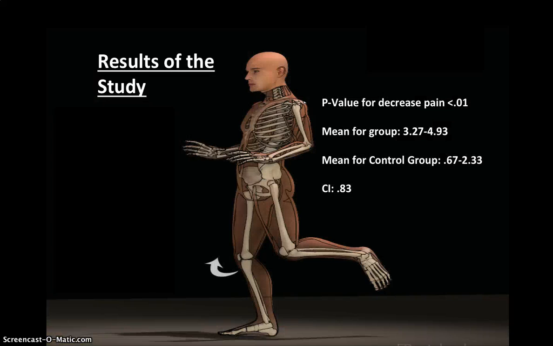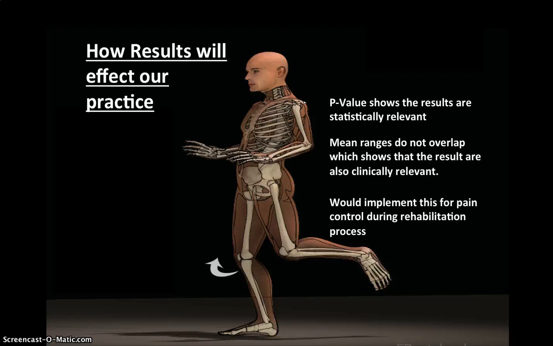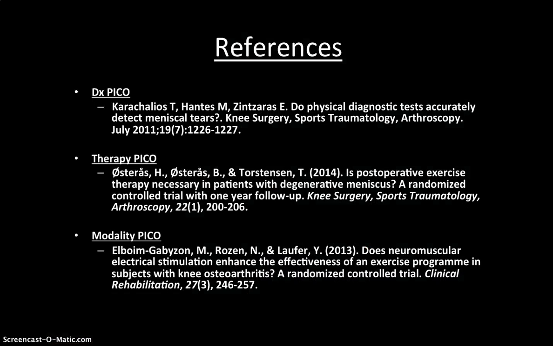These are the results that we got from the study. The p-value was less than 0.01, which shows that it is statistically relevant and the mean ranges do not overlap. And these are our references.